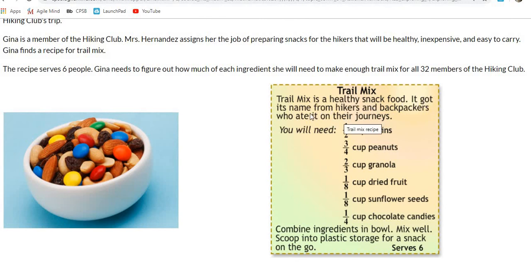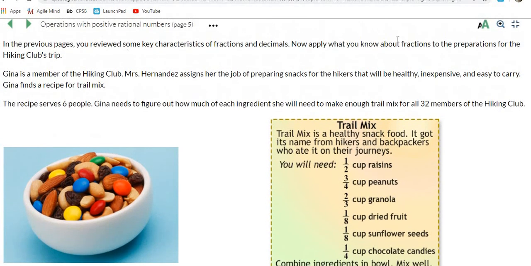Trail mix is a healthy snack. It got its name from hikers and backpackers who ate it on their journey. Did not know that. That's cool. For the recipe, we need all of those ingredients. And it serves 6. Alright, so we set up the problem.